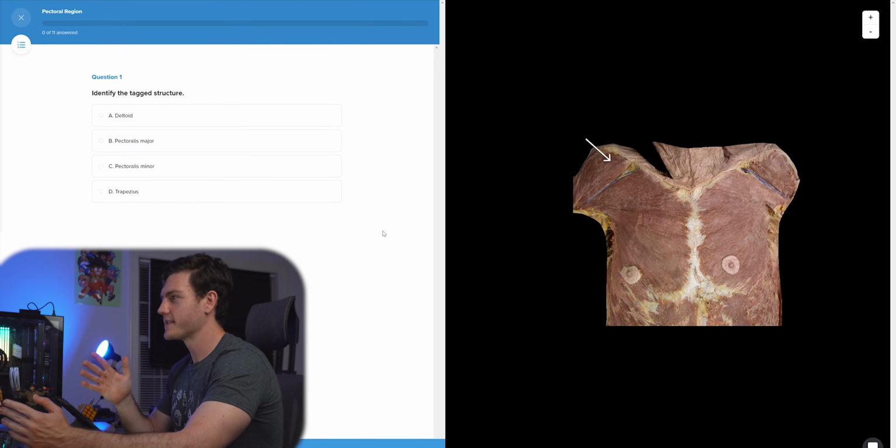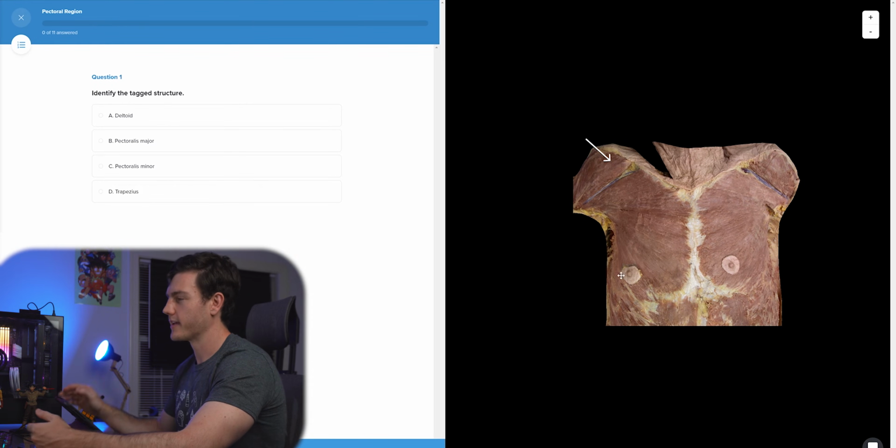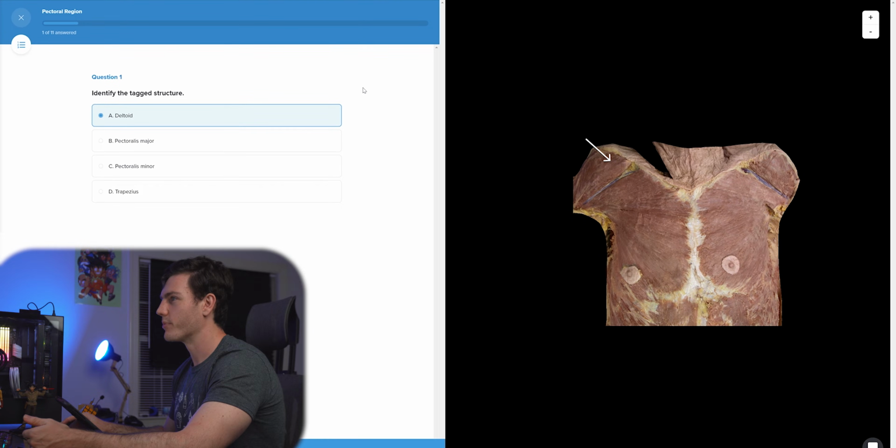Okay, so as you can see, this is the layout of the website and what the quizzes look like. We have a gross anatomy lab picture of a dissection, a very good dissection too, by the way. A lot of people's cadavers, when they dissect them, don't look as clean and well defined as this. But anyway, they have an arrow here and you just answer what it is. So I believe this is the deltoid. I think that's pretty obvious.